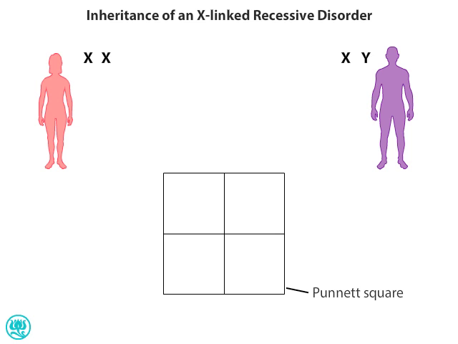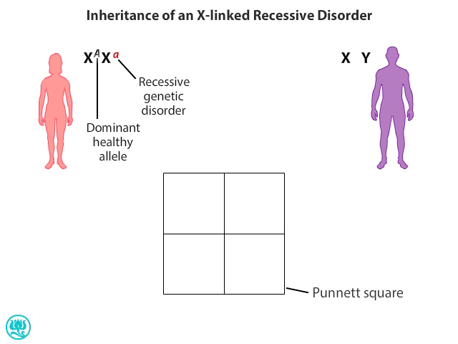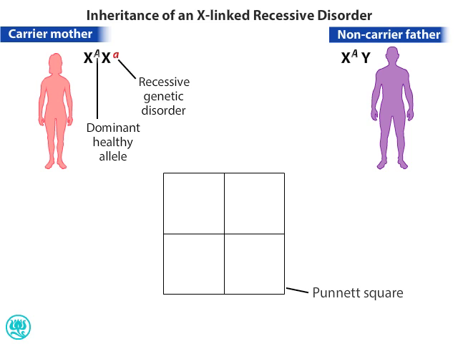A Punnett square can help with tracking the inheritance of the gene from parents to offspring. On one of the mother's X chromosomes, she carries an allele, indicated a, for the recessive genetic disorder. She also has the healthy allele, big A, for the same gene on her other X chromosome. Because the healthy allele is dominant to the disorder allele, the mother is healthy, but is considered a genetic carrier of the disorder. In this example, the father, who has a single X chromosome, carries the healthy allele for this particular gene. He is a non-carrier.